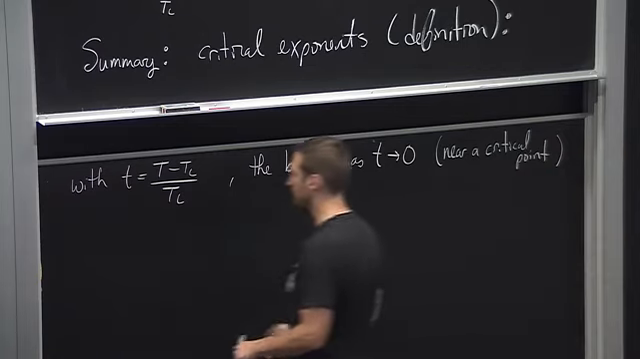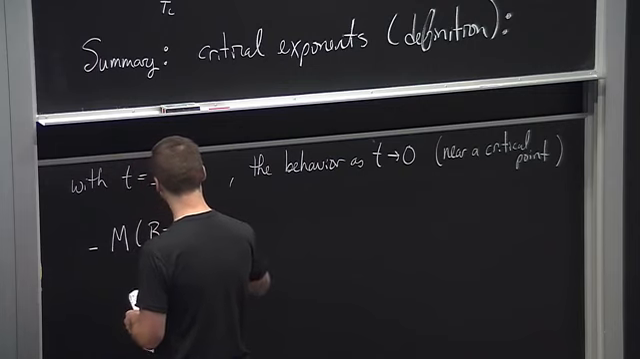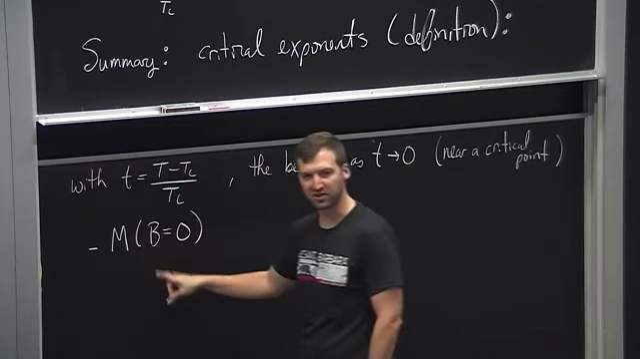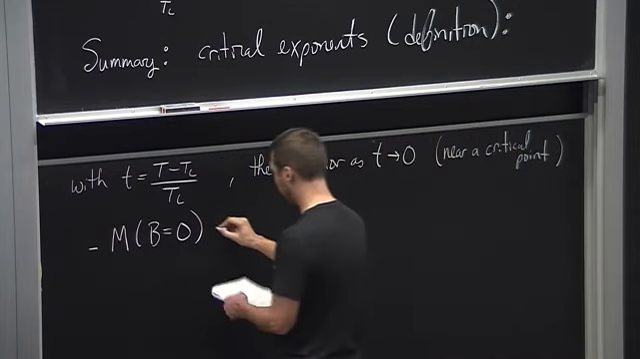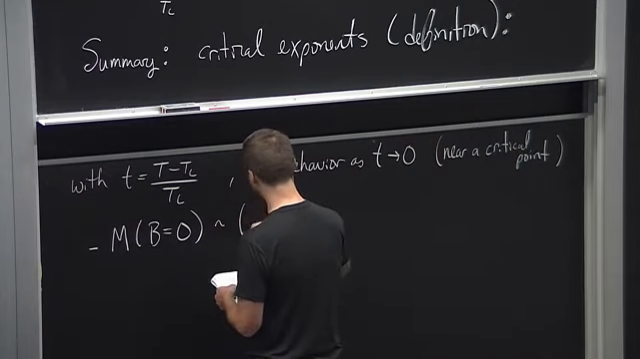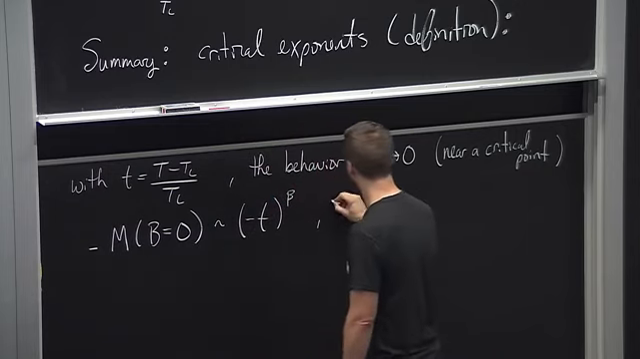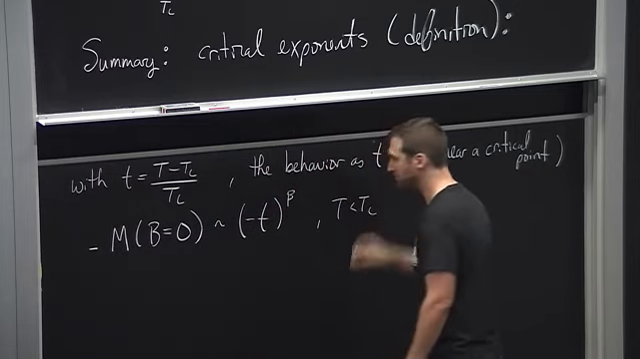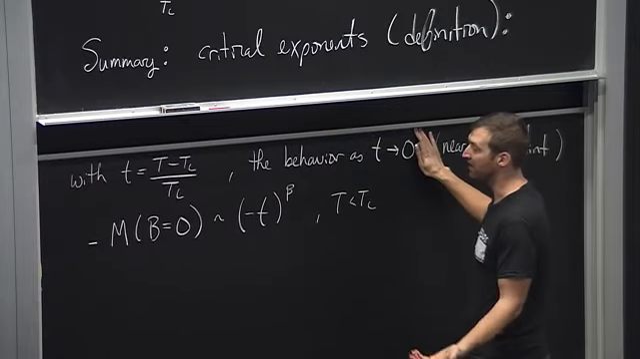The magnetization, the first thing we calculated, where the external field, so the field that couples directly to the order parameter, is 0, goes as reduced temperature to the beta for T less than Tc. And again, above Tc, we assume no fluctuations. There is no magnetization.